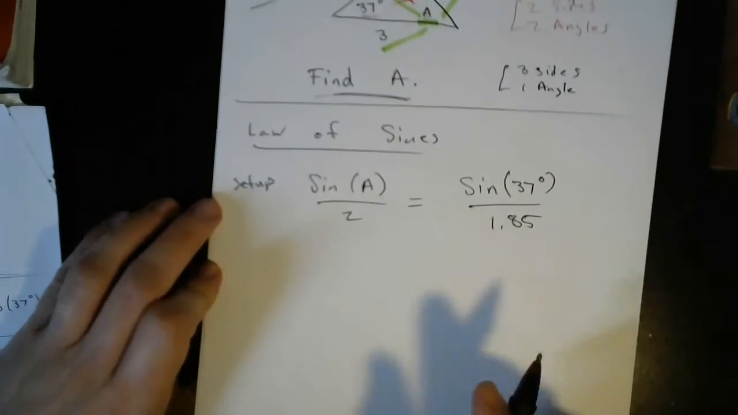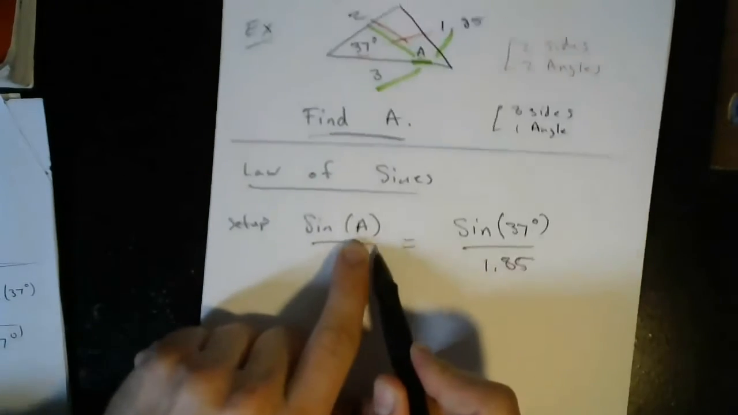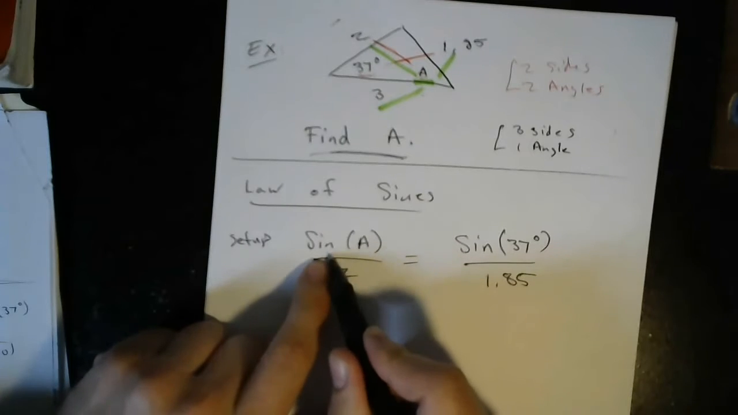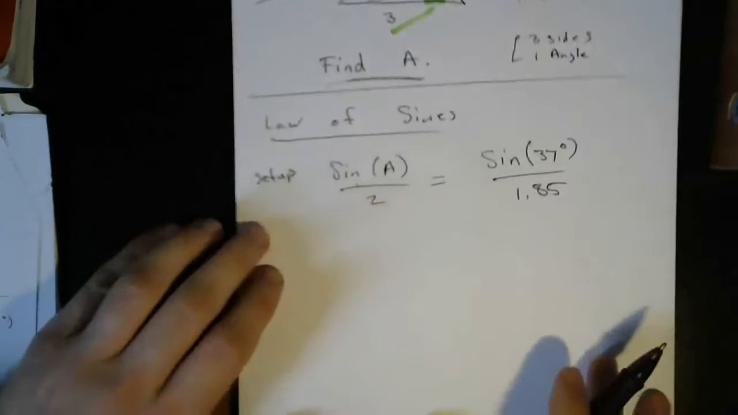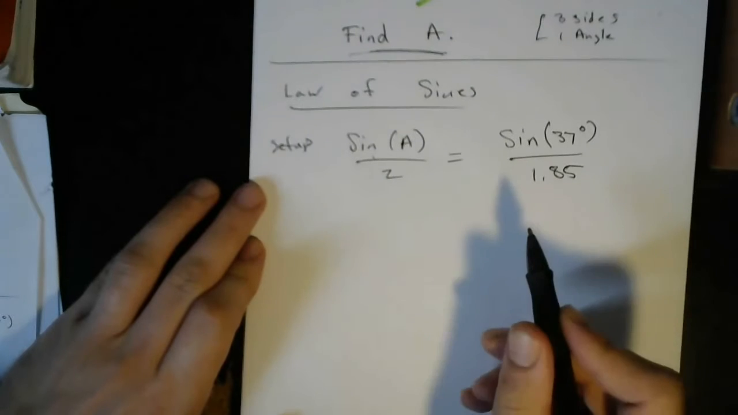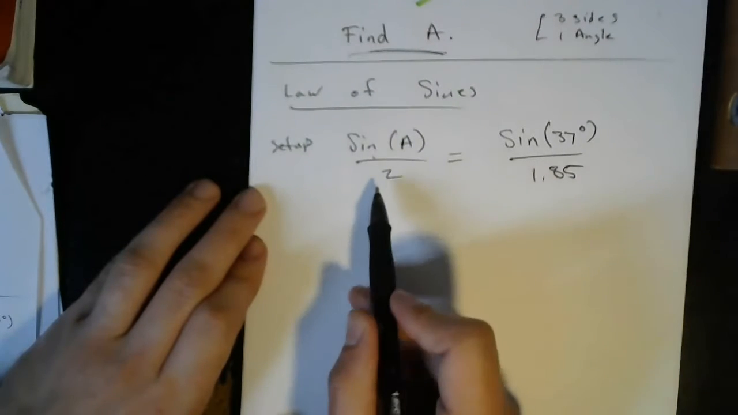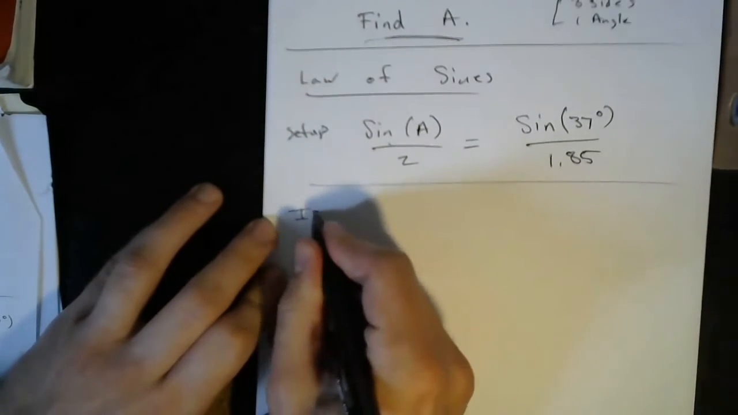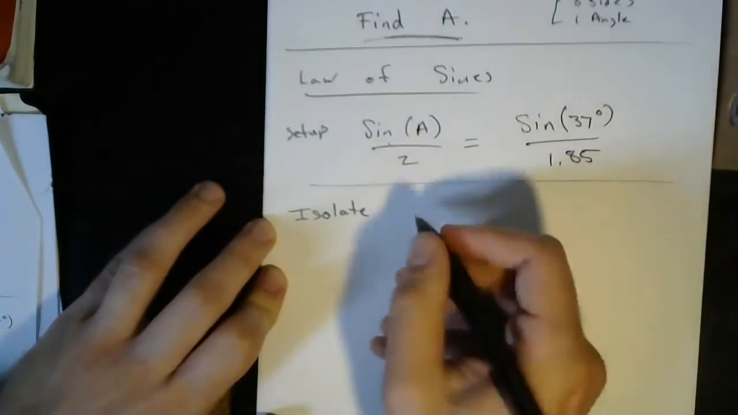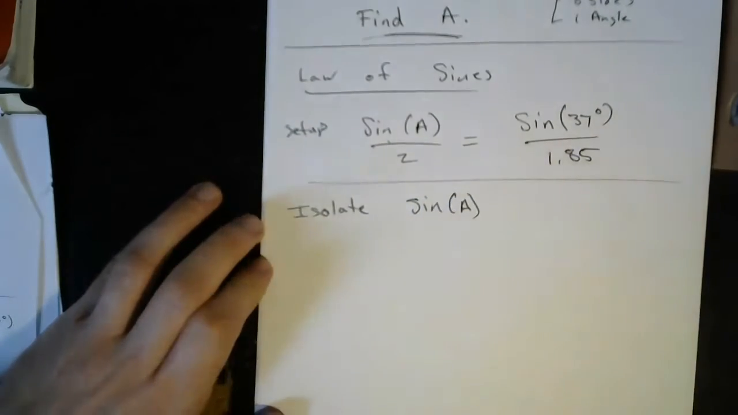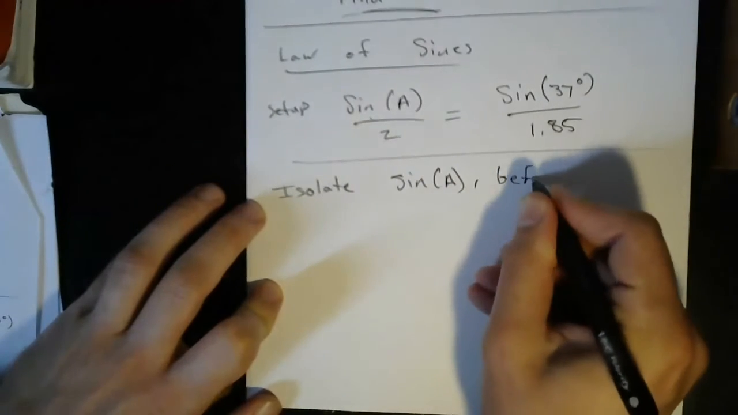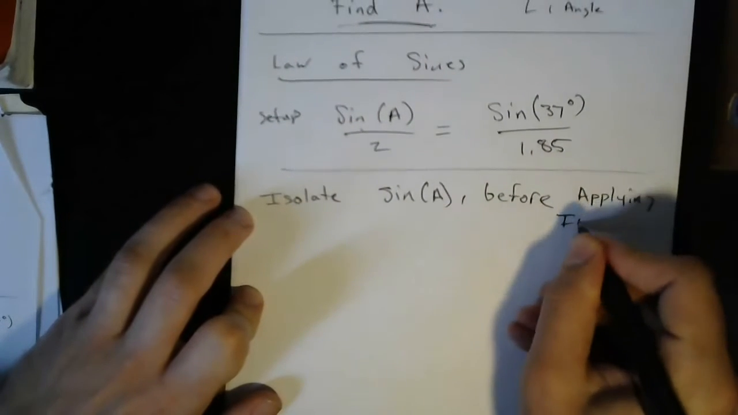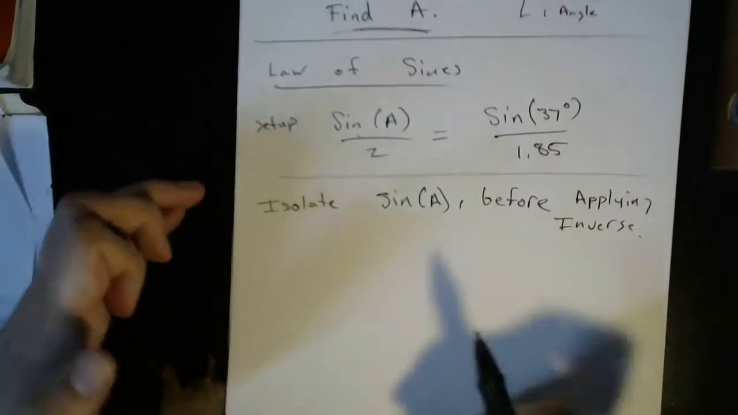We want to solve for A. And in this case, A is an angle, right? So at some point, we're going to need to remove this sine function off the angle. And so to do that, we need to apply sine inverse. But first, before we apply sine inverse, we have to isolate sine of A, right? So we need to solve for sine A before applying inverse.